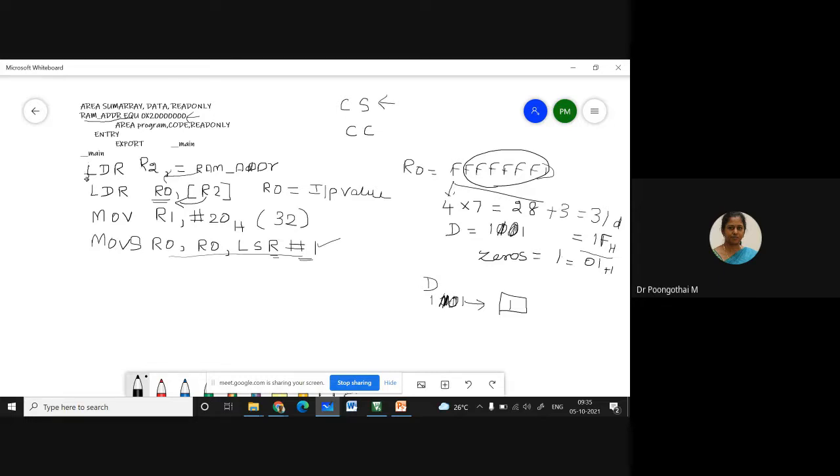Suppose I am using R3 for storing the number of ones. So this register should be incremented. And suppose if carry is cleared, I am going to use R4 for storing the number of zeros, so in that case this will be incremented. So R3 holds the number of ones and R4 holds the number of zeros. So what condition should be incorporated here after the MOVS statement?